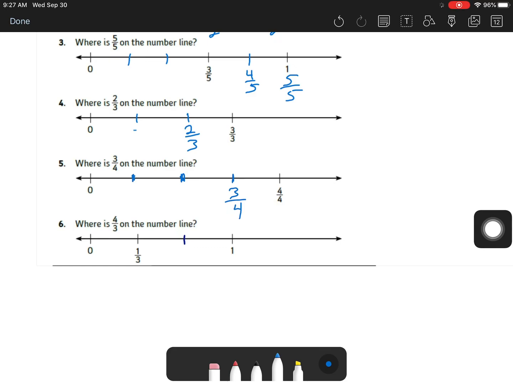Okay, and now I'm going to do 4/3. So I've got right here, I've got 1/3, 2/3, 3/3 right here, right? 3/3, and then one more of that same length. 4/3 would go about right here. Okay.